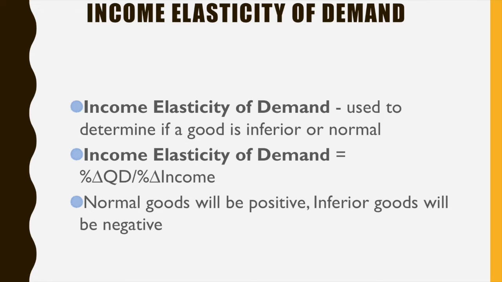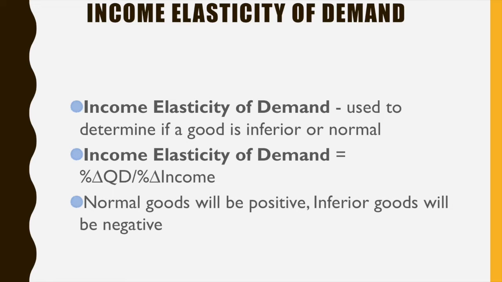So the first elasticity we're going to look at is income elasticity of demand. Income elasticity of demand is used to determine if a good is inferior or normal. And the formula is the percent change in quantity demanded divided by the percent change in the customer's income. So if the customer's income goes up or goes down, how does that affect their demand for a good? If the good is normal, it will have a positive income elasticity of demand. If it's inferior, it's negative.